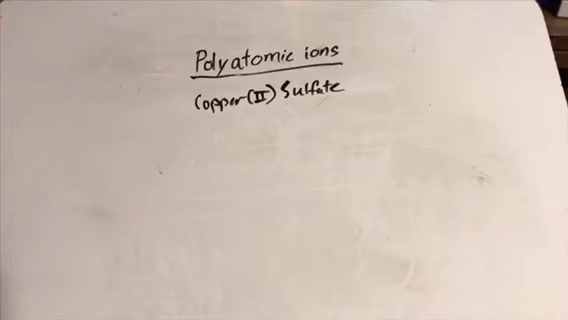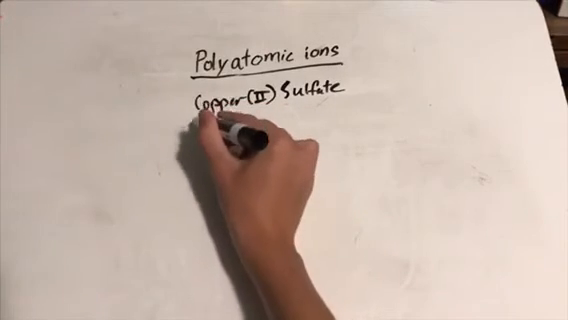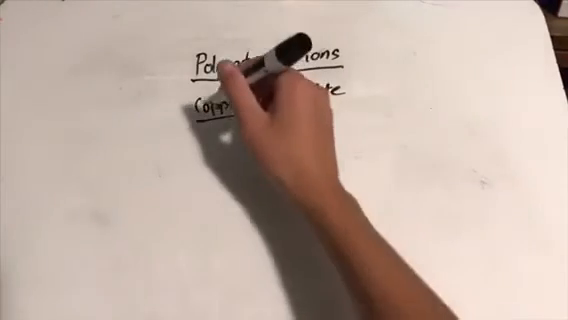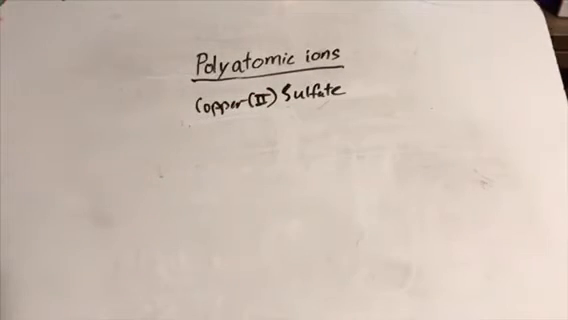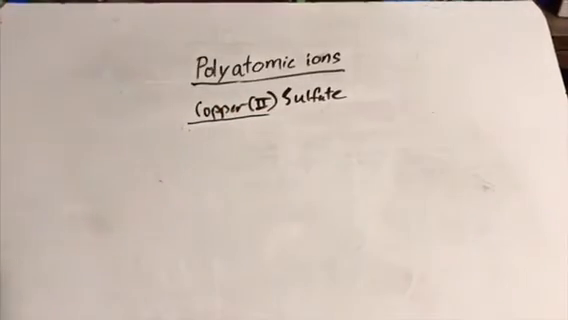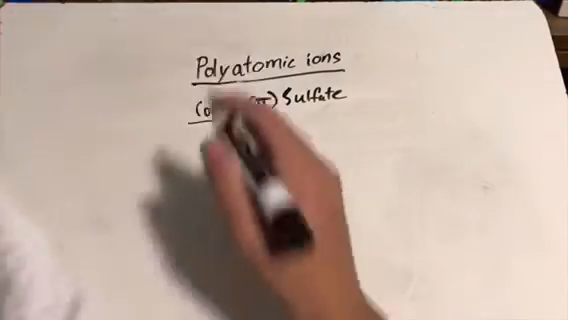Alright, here's the first example for how to write the proper formulas for polyatomic ions. I'll be explaining as I go with this. The first step to writing formulas of polyatomic ions is to look at the first part, copper 2. Write the symbol for copper, which I believe is Cu. I'll just check on the periodic table real quick. Copper is, in fact, Cu.